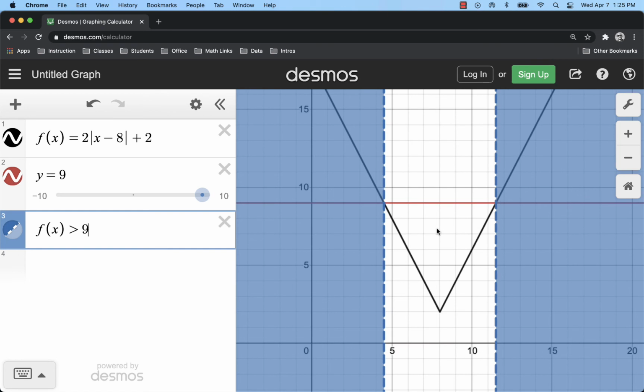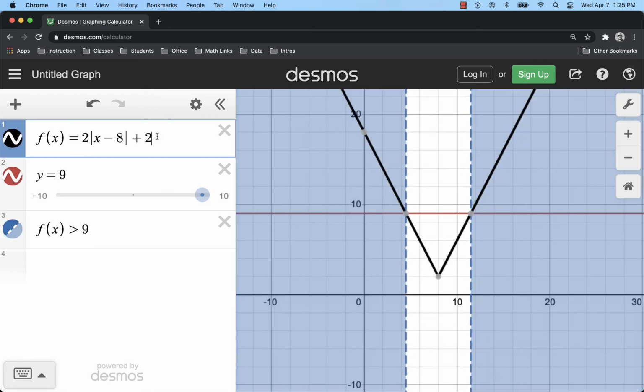Let's go through what's going on here. The left-hand side of the inequality has a behavior of a V shape. We want to know when that's above 9. So we want to know when the black lines are above the red line. That's going to happen when we're to the left of 4.5 or to the right of 11.5.